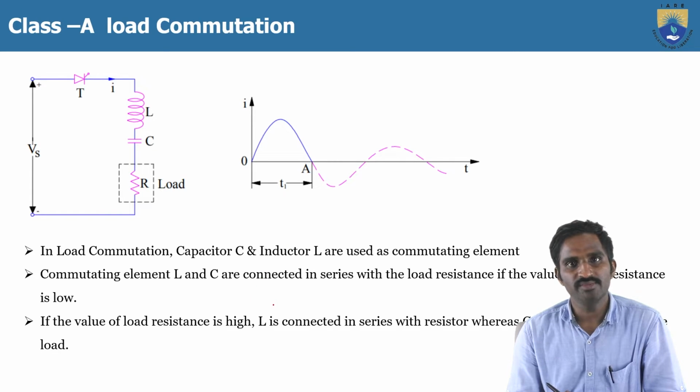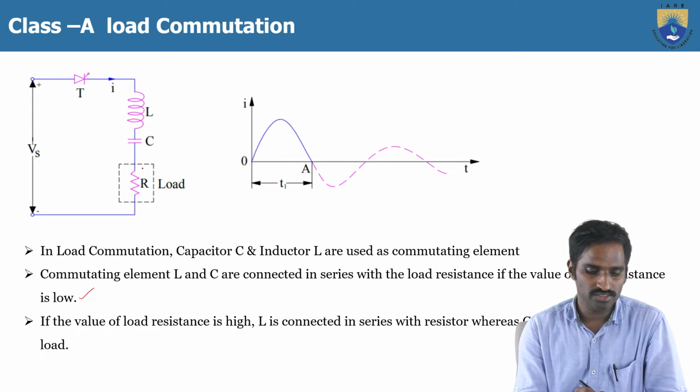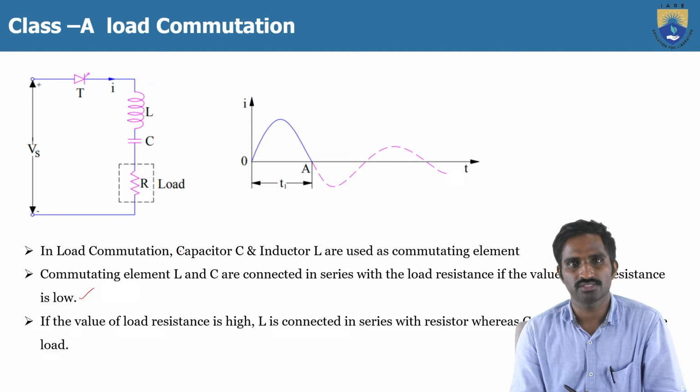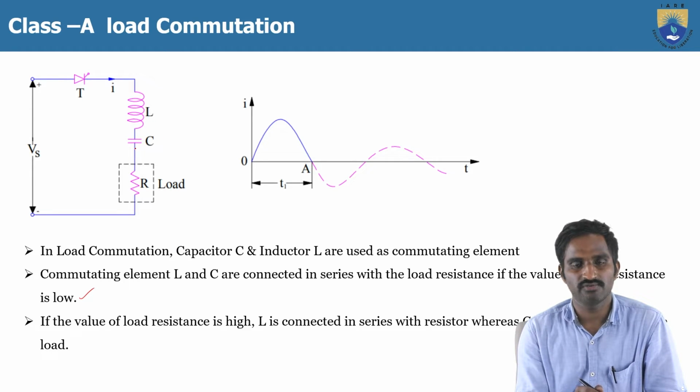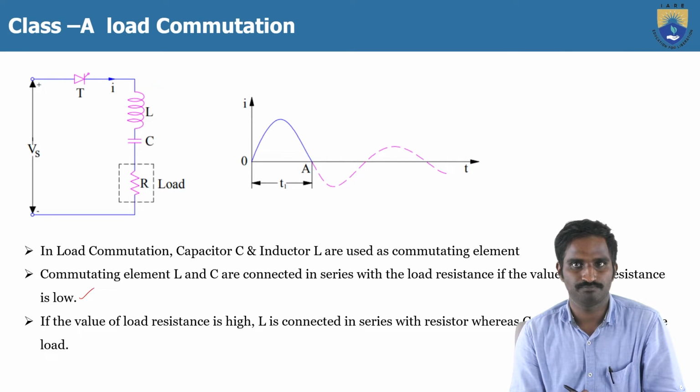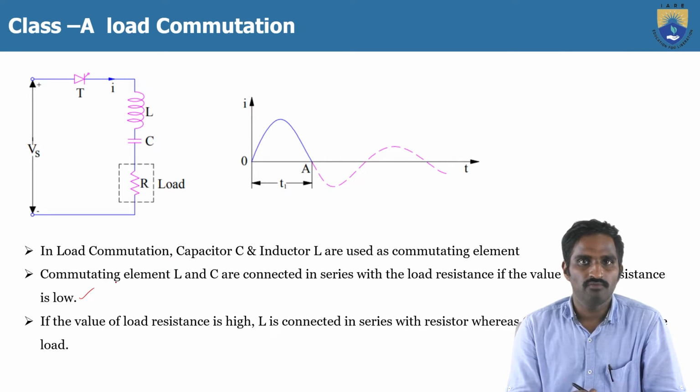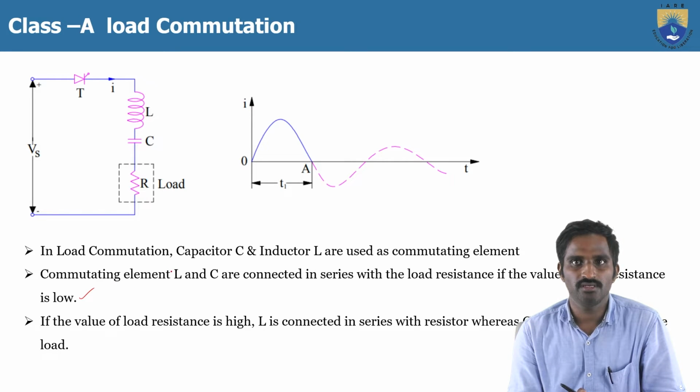These commutating elements L and C are connected in series with the load resistance if the value of the load resistance is low. Based on the value of the load resistance, we decide whether the capacitor is in series with R or parallel with R. If the value of the load resistance is very high, then L is connected in series with the resistor, but C is connected in parallel with the resistor.